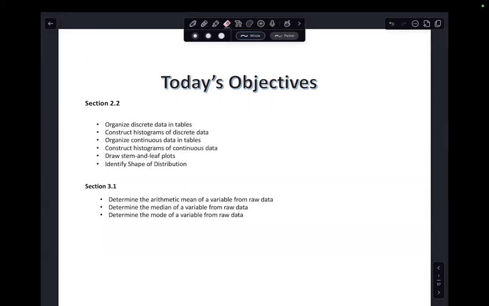Okay, today we're going to finish up chapter 2. We're going to do section 2.2. We're going to do some more organizing things in tables and histograms. We're going to do something called a stem and leaf plot.